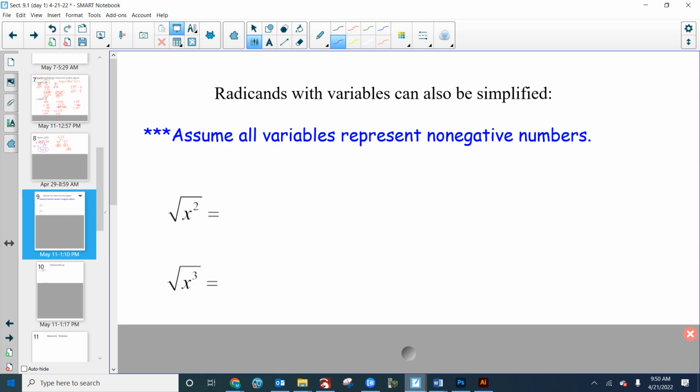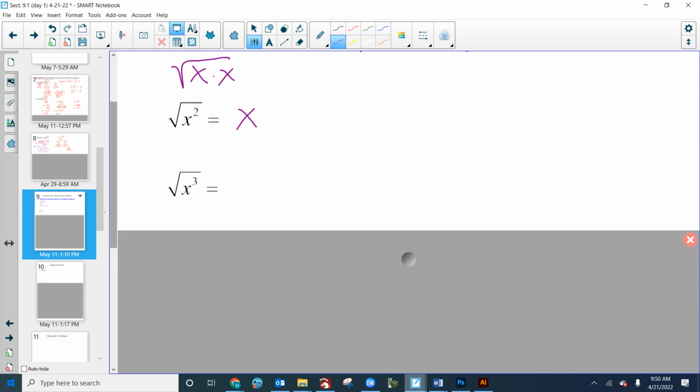And one more. There could be variables inside the radical. Okay, guys, this is easier. What's the square root of x squared? X. Think of it like this, because this is the same thing, right? I have a pair of x's. How many can come out? One can come out.